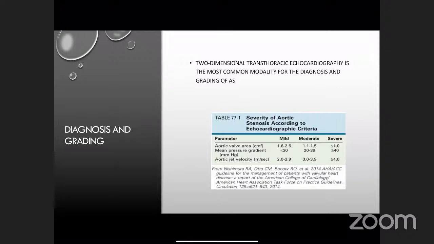For the mean pressure gradient, if it's less than 20, it's considered mild. If it's between 20 and 39, it's considered moderate. And if it's more than or equal to 40, it's considered severe. Aortic jet velocity between 2 and 2.9 is considered mild, 3 to 3.9 is considered moderate, and more than 4 is considered severe.